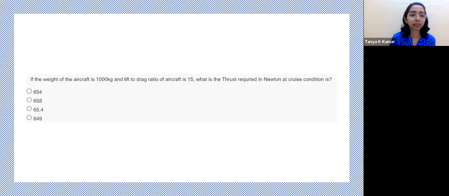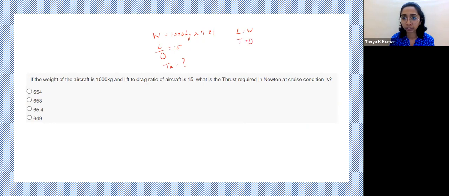Okay. So the next question is, if the weight of an aircraft is 1000 kgs and the lift to drag ratio of an aircraft is 15, what is the thrust required in newtons at cruise condition? First of all, what are the quantities given to you? Weight is 1000 kgs and you need to measure it in newtons, so you immediately write down 9.81. Then you have the lift to drag ratio, which is 15. They've asked you thrust required at level cruise. Cruise is lift equal to weight, thrust equal to drag.